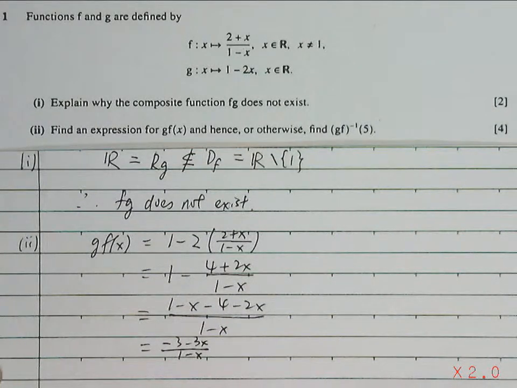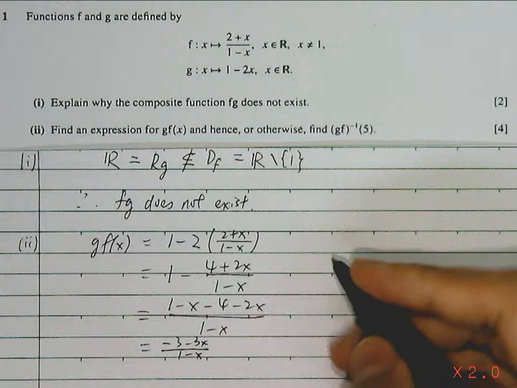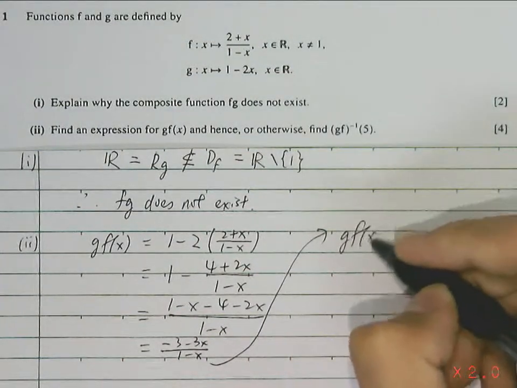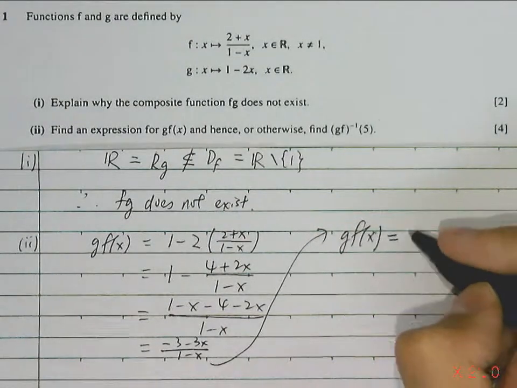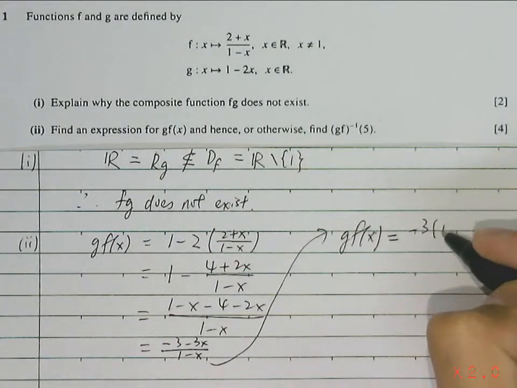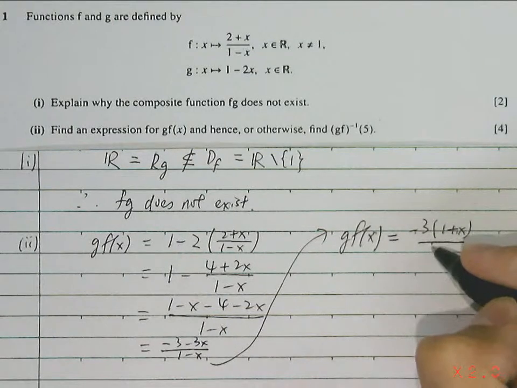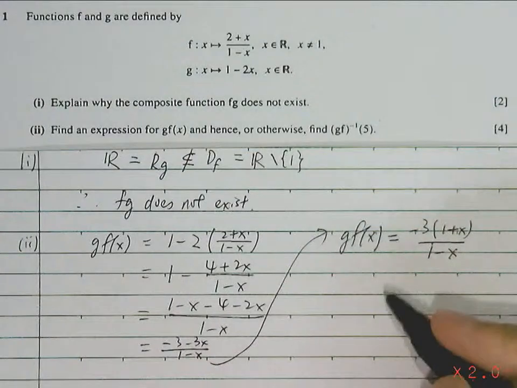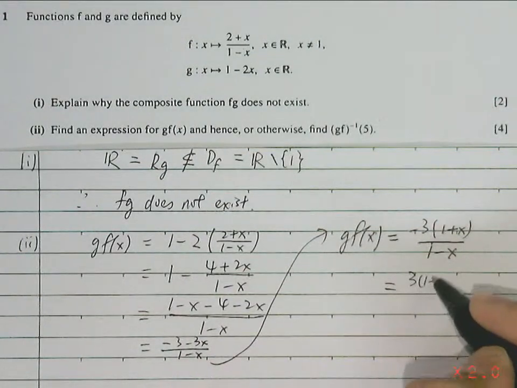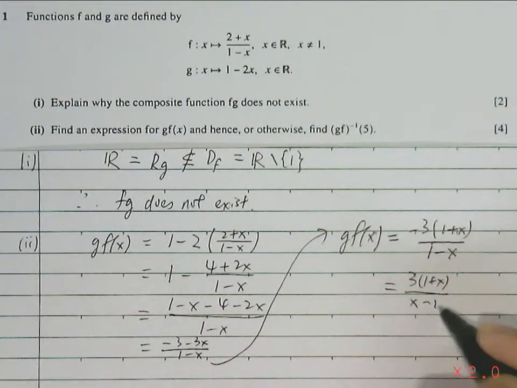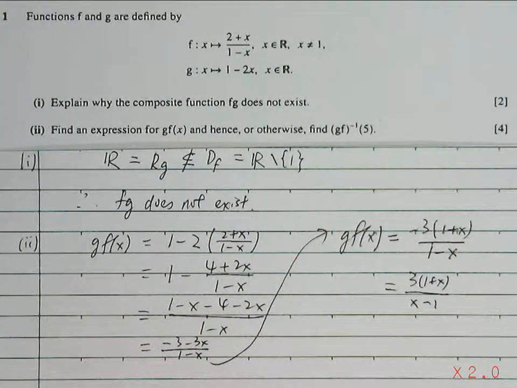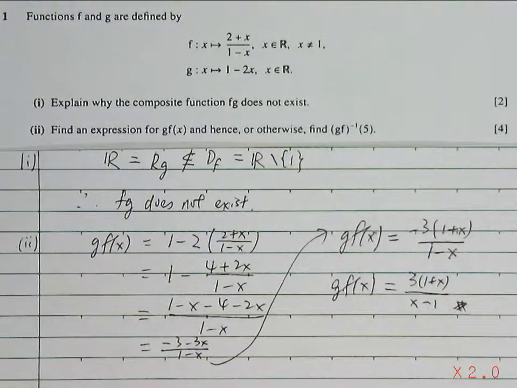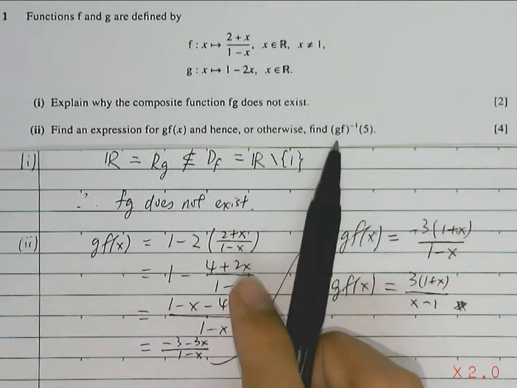So from here we will see that gf(x) will equal, factorizing out negative 3, negative 3 times 1 plus x over 1 minus x. And then the minus sign on the negative 3 can always be brought into the denominator, so we will have 3 times 1 plus x over x minus 1. So here is our gf(x) expression. Then for the next part we have to find gf inverse.